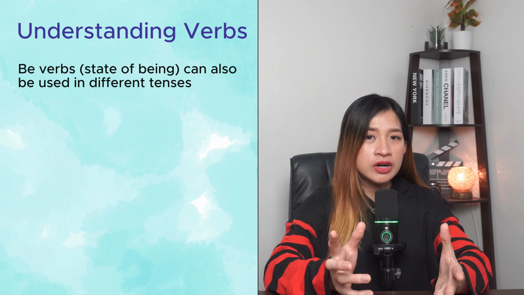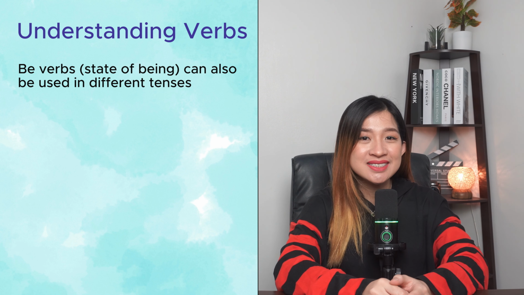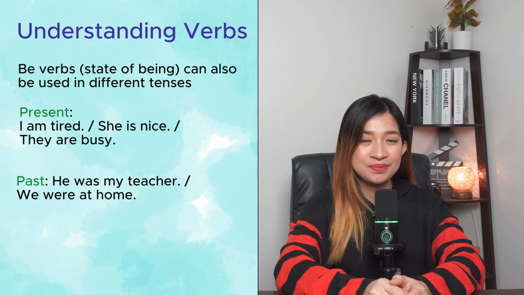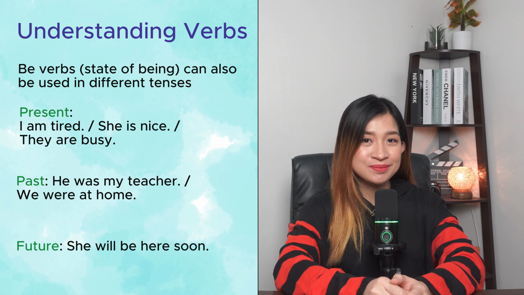Okay, so be verbs can also be used in different tenses. Present tense. I am tired. She is nice. They are busy. Past. He was my teacher. We were at home. Future. She will be here soon.